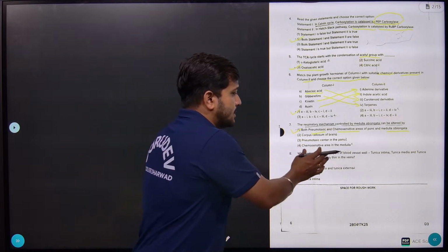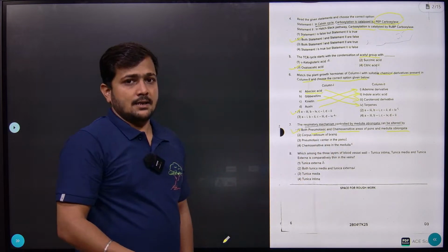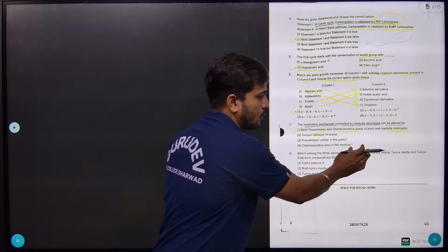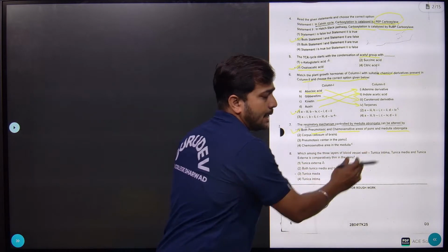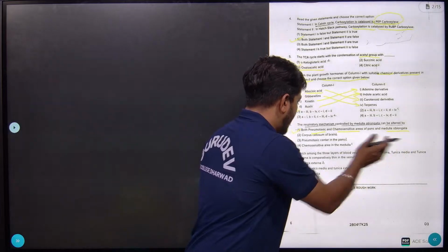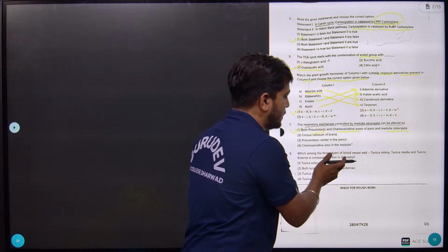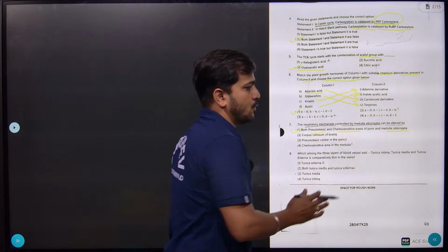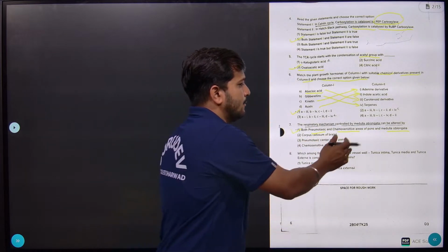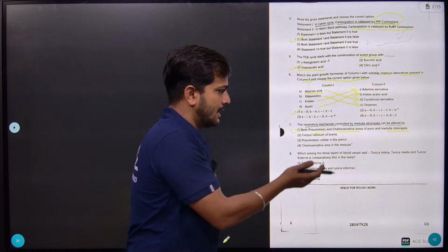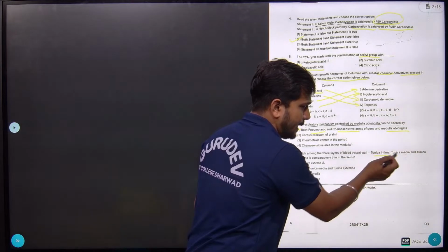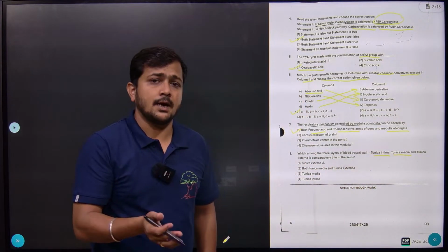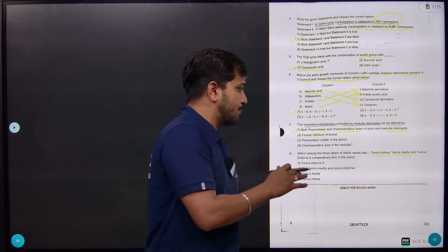Then, the 8th question: which among the three layers of a blood vessel wall, tunica intima, tunica media and tunica externa, is comparatively thin in veins? They are asking only with respect to veins. If you consider these three layers, mainly tunica intima and tunica media, both of them are thin layers, but comparatively, with respect to the vein.